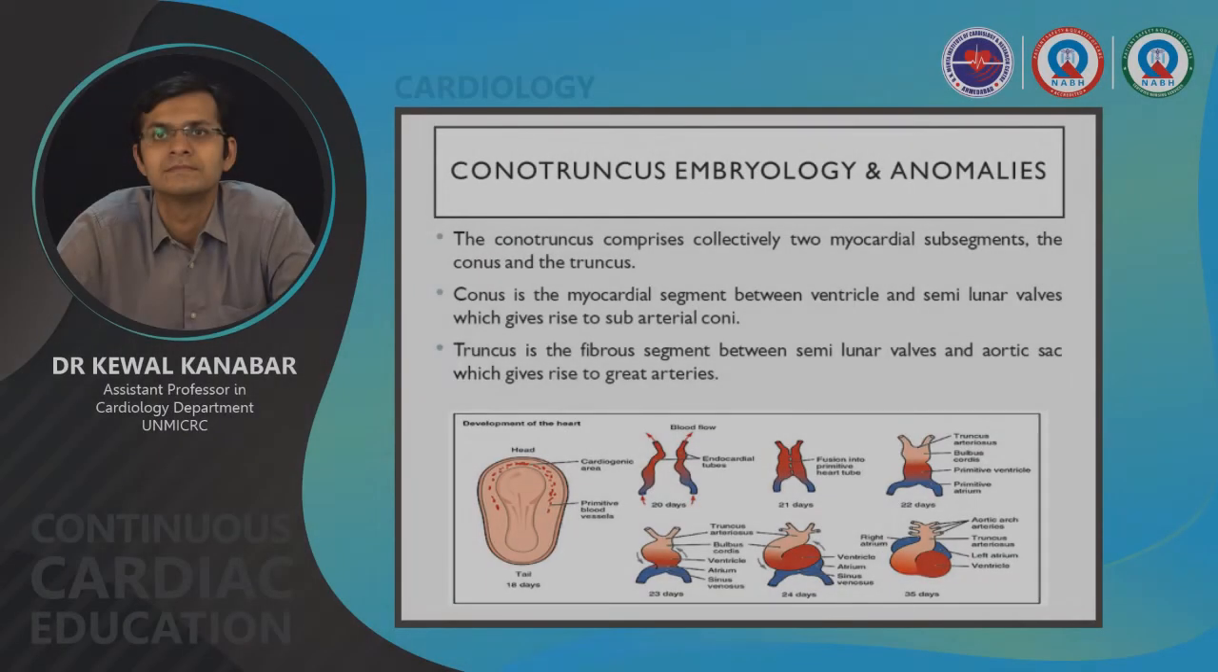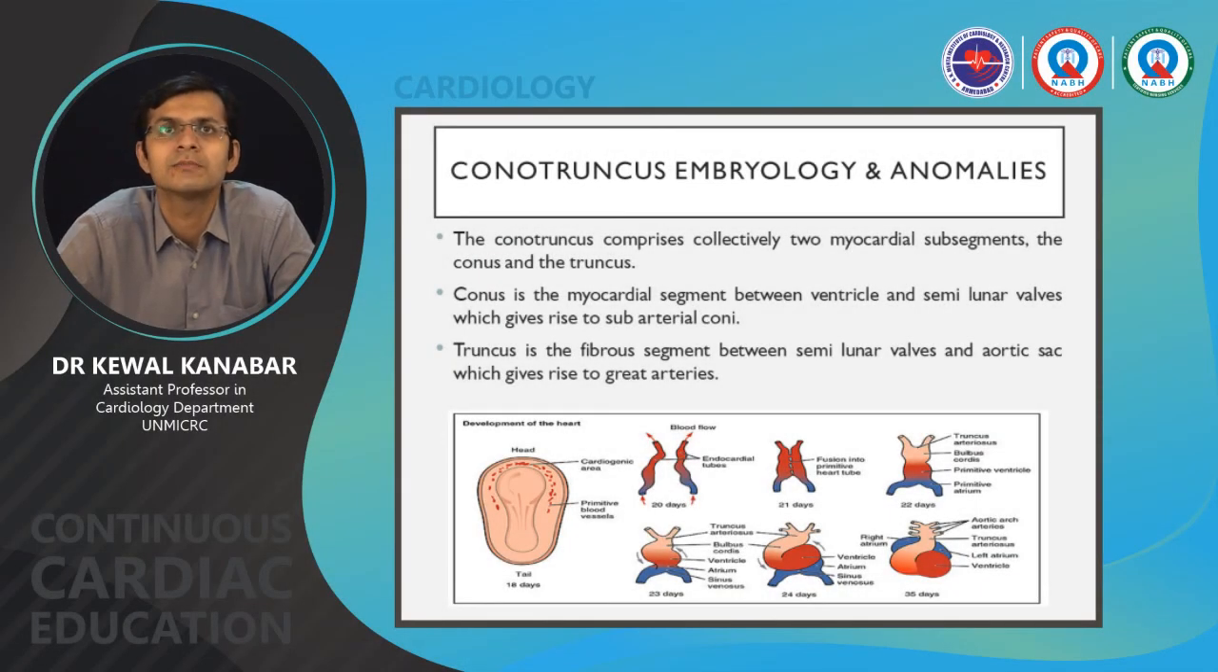The conus is primarily the region between the ventricle and the semilunar valves, that is the region between the RV, LV and the pulmonary valve and the aortic valve. And truncus is basically a primitive embryonic portion between these semilunar valves and the great vessels. To understand the conotruncal anomalies, it is very important to understand the embryology of the conus and the truncus. So, the conotruncus is basically conus and the truncus.